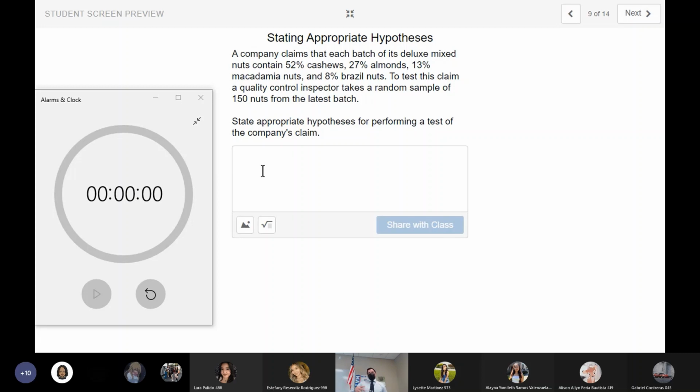Essentially, our null hypothesis is that the company's stated distribution of types of nuts in their deluxe mixed nuts is correct. And the alternative is that the company's stated distribution of types of nuts in its deluxe mixed nuts is not correct. We can have our null and alternative hypothesis stated as simply as that. What they say is true, what they say is not true, in a nutshell.